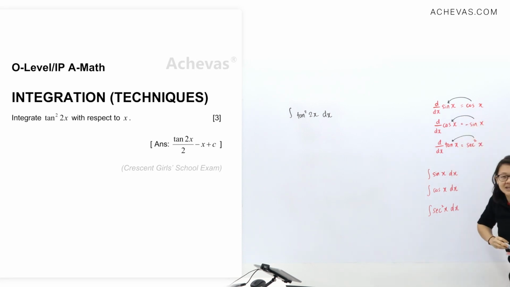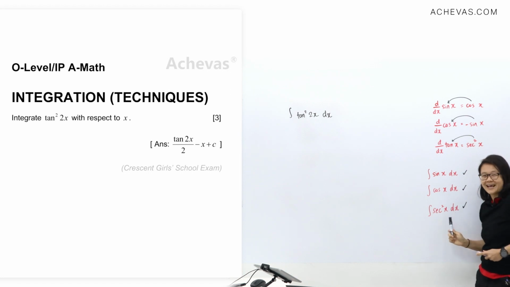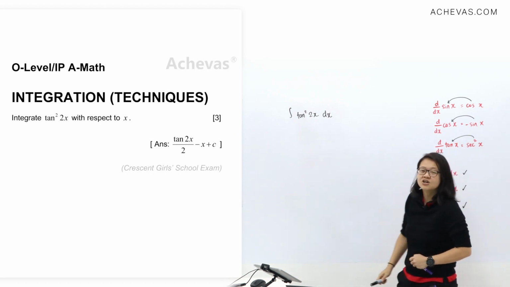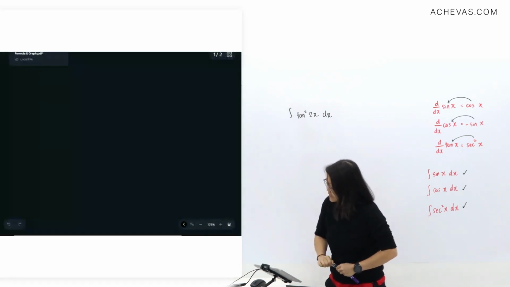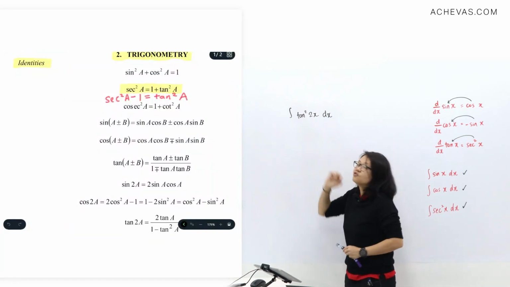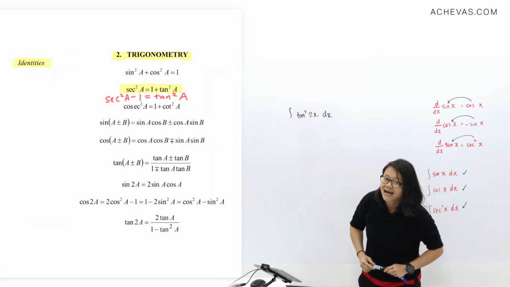Okay? So which means we know how to integrate cos, we know how to integrate sine, we know how to integrate secant square. So we know how to integrate these three. Look at the question over there. You need to integrate tangent square, where you didn't have the direct result. So for this question over here, let's just remember that you can refer to the formula page for trigonometry identity.